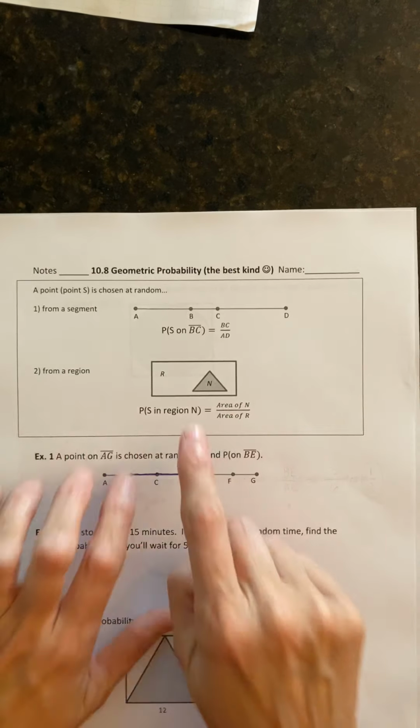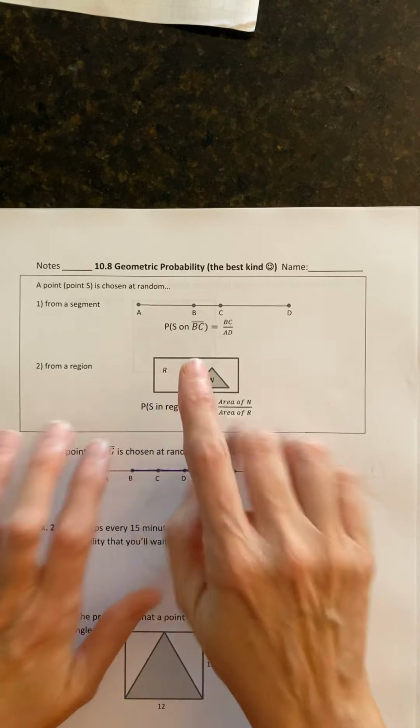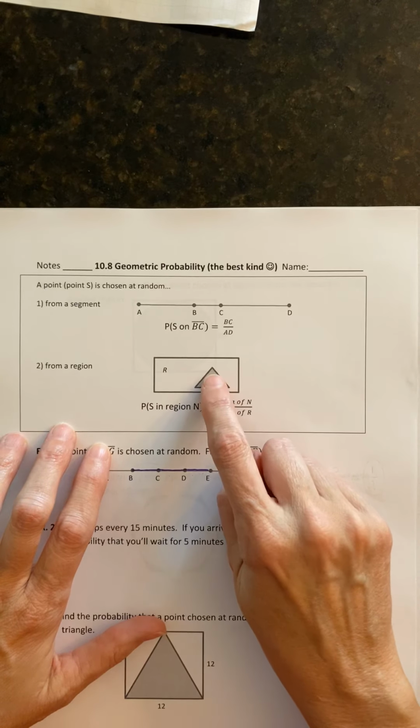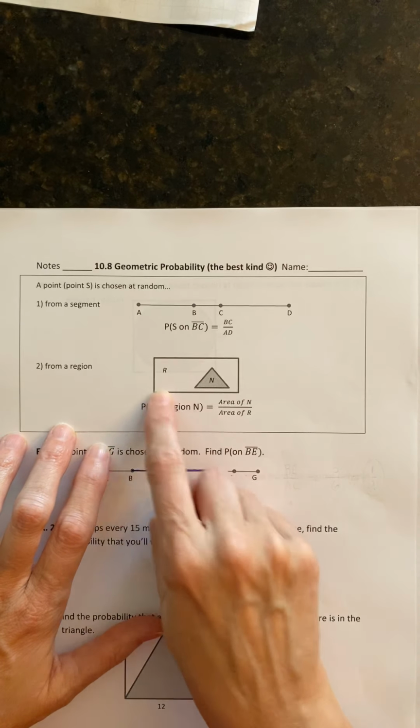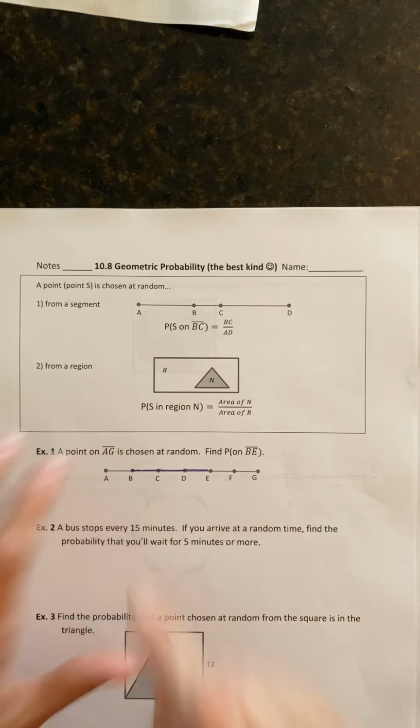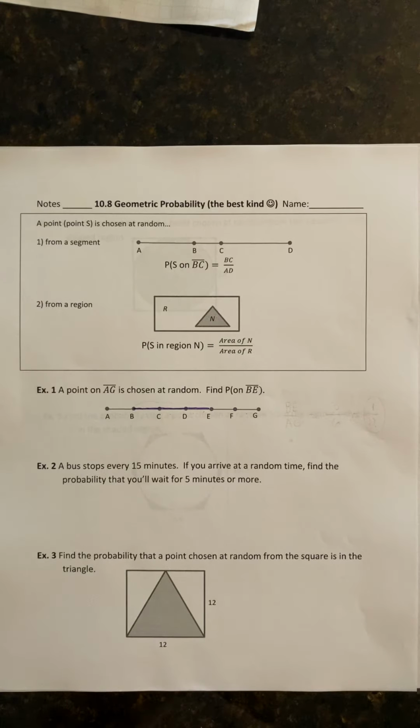And then this one would be one of those area models where you would find the area of the shaded part and put it over the area of the whole rectangle. All right, let's do some problems.